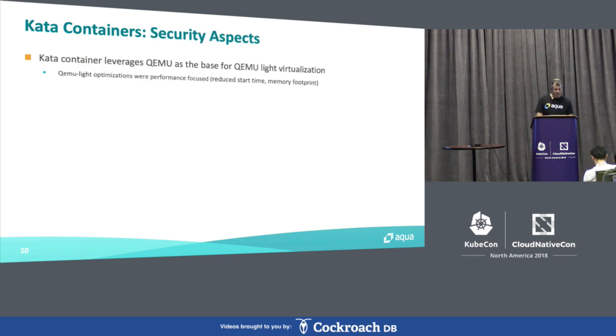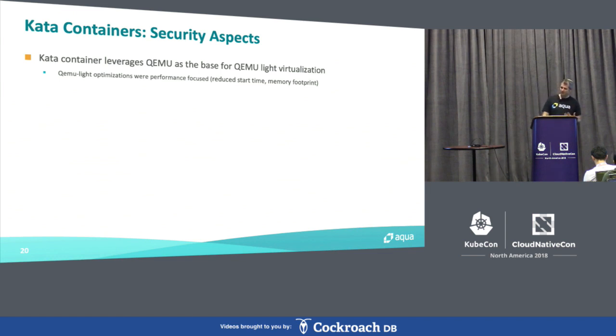Now, let's talk about the security aspects of Kata Containers. Kata Containers leverage QEMU as a base for their QEMU-lite virtualization, which is great. Now, when I look at all the work, and it was very nice and interesting work, all of it was around performance optimization. Really optimizing the performance, removing devices, removing things, quicker boot time, but not a lot about security. So security, of course, is a byproduct. If you remove a lot of code, you remove a lot of devices, then you minimize the attack surface. But I was really wondering, what about the security aspects of Kata Containers?